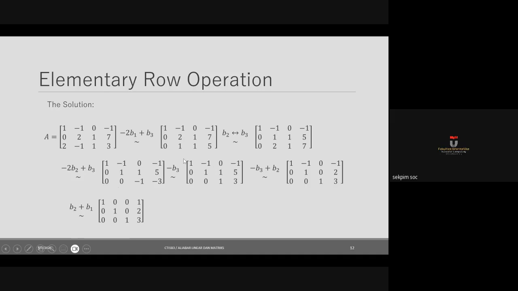Ya. Ini masih matriks echelon baris, kenapa? Karena dia segitiga atas ya. Semua elemen di bawah diagonalnya 0. Itu namanya echelon baris. Echelon baris tereduksi adalah dia seperti matriks identitas. Okay.